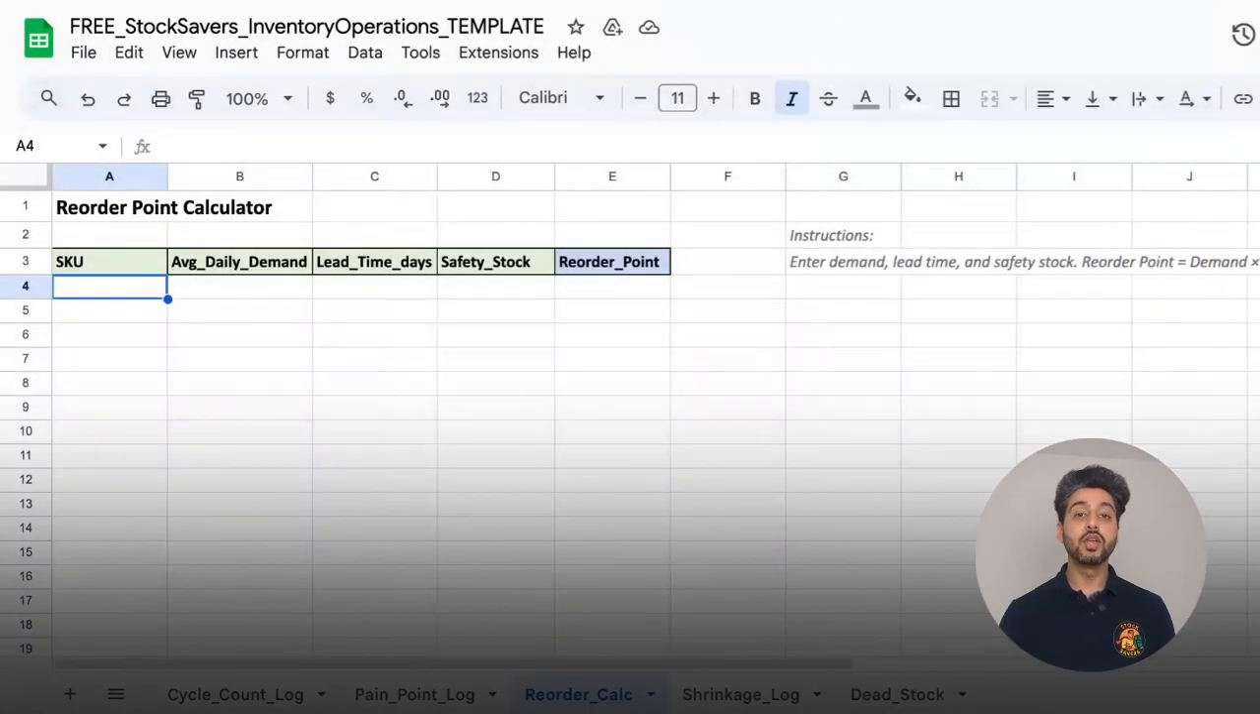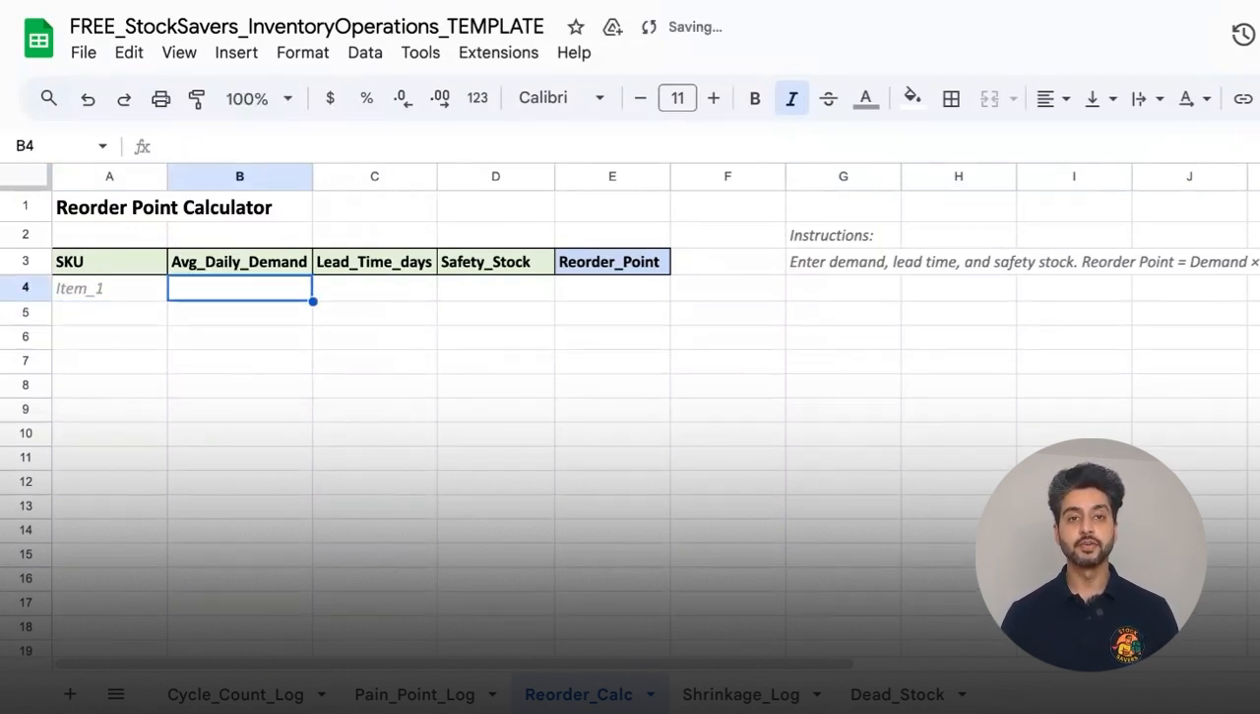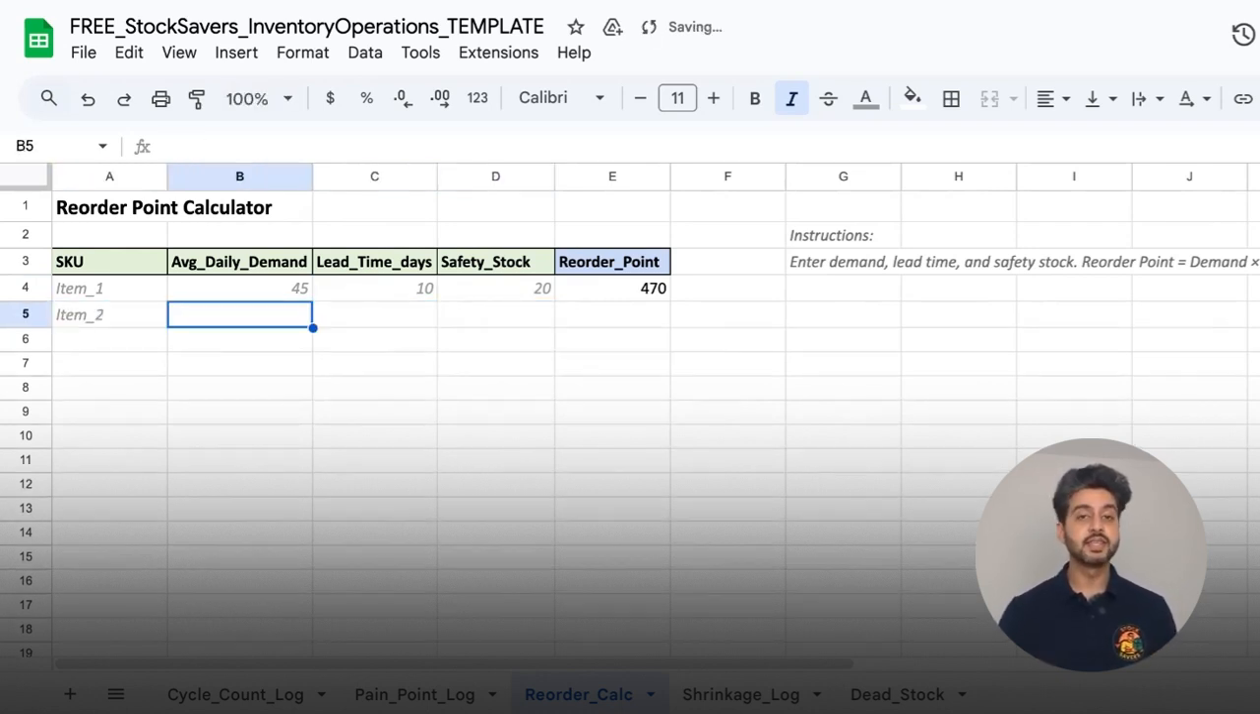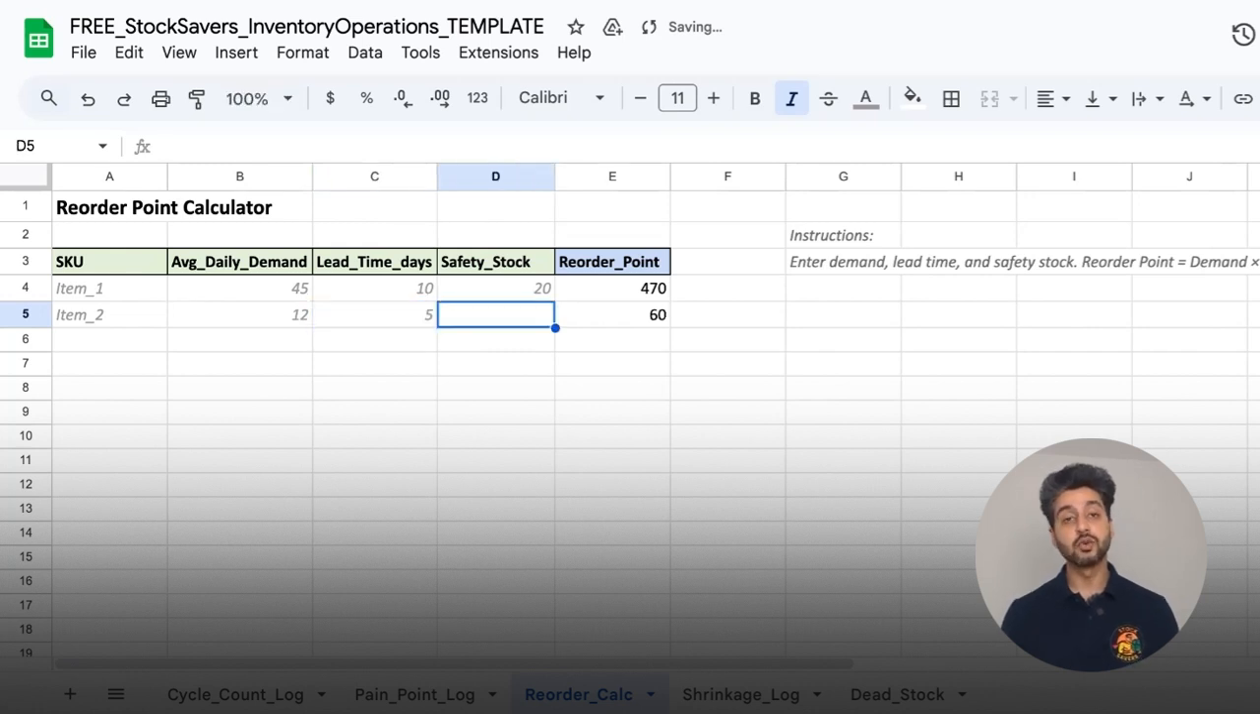Now, this is where things get exciting. This is the reorder calculator. This simple sheet helps you stop guessing when to reorder stock. Here's how it works. You enter your average daily demand, your lead time in days, and your safety stock. The calculator then tells you your reorder point. Basically, it's the exact stock level where you need to place your next order.